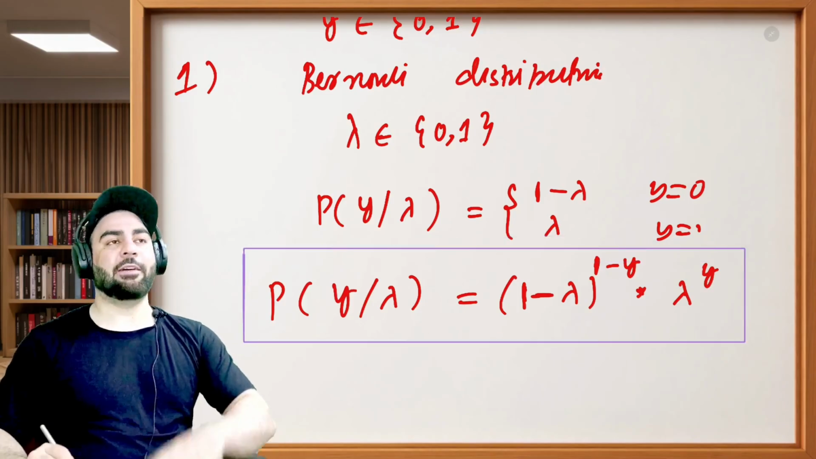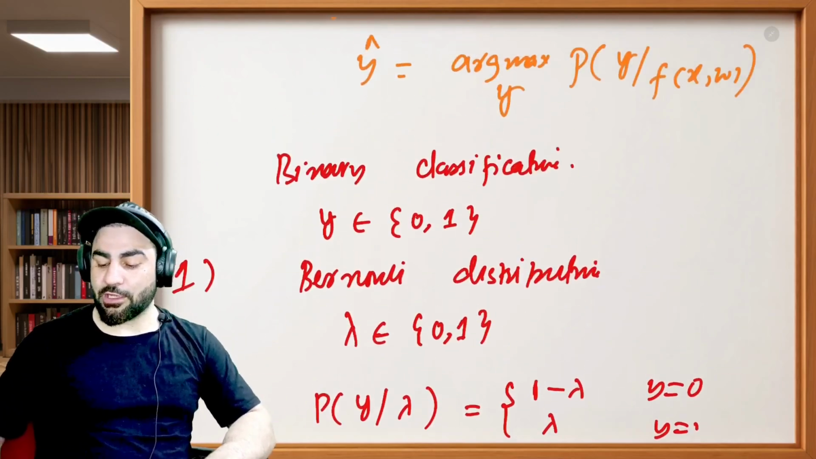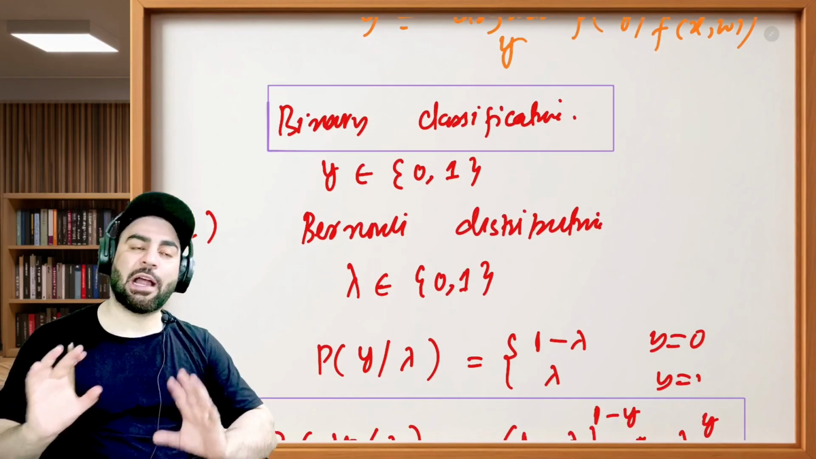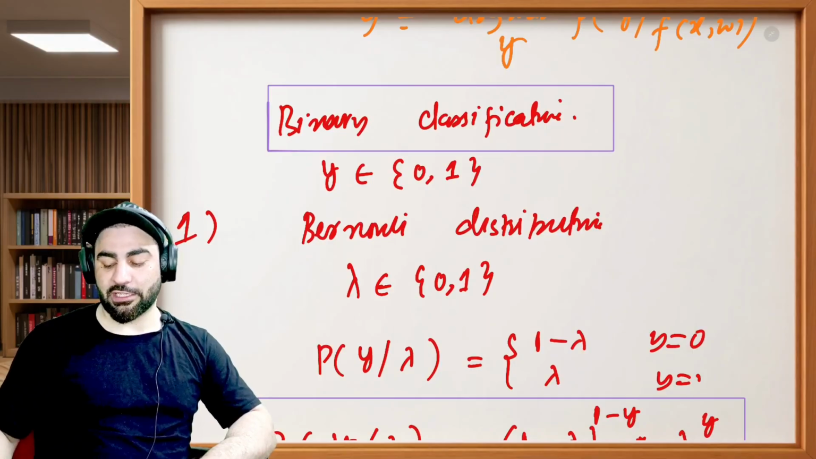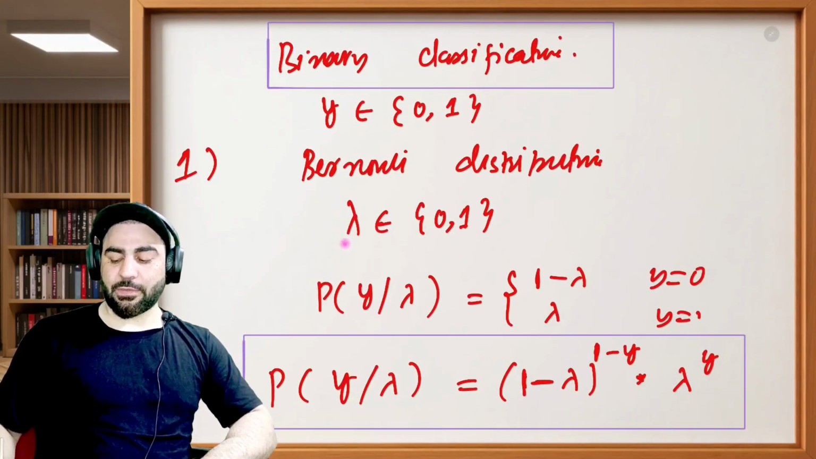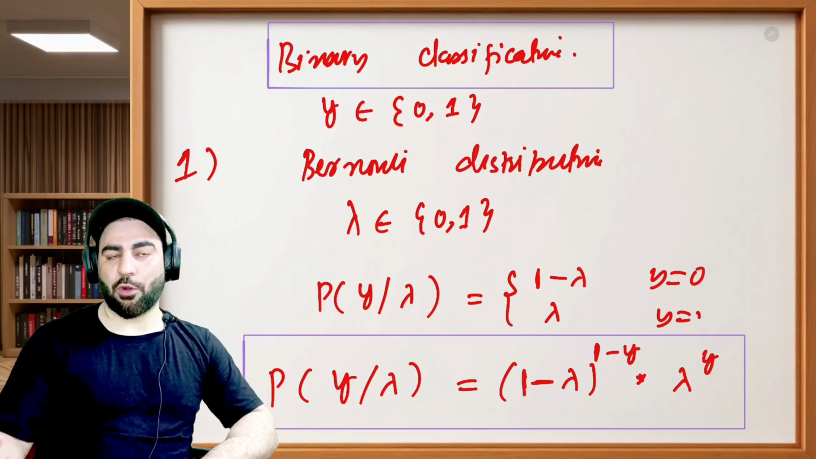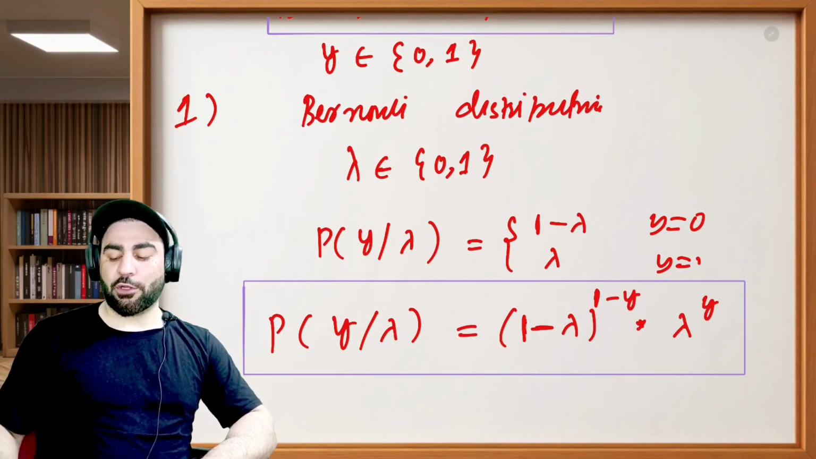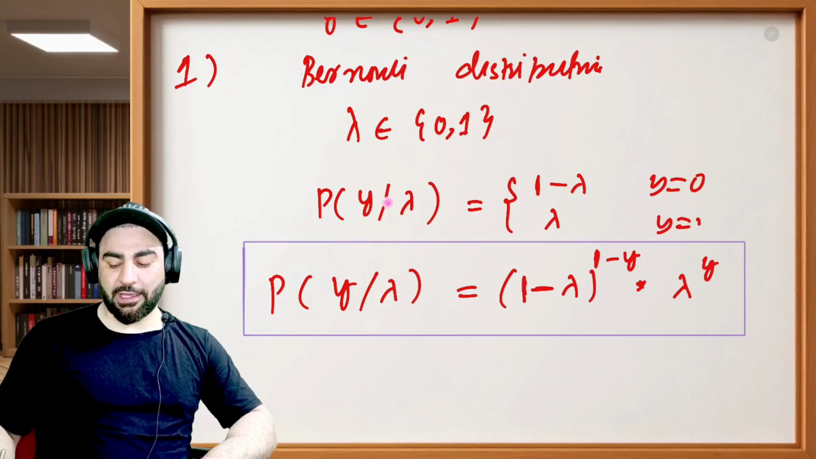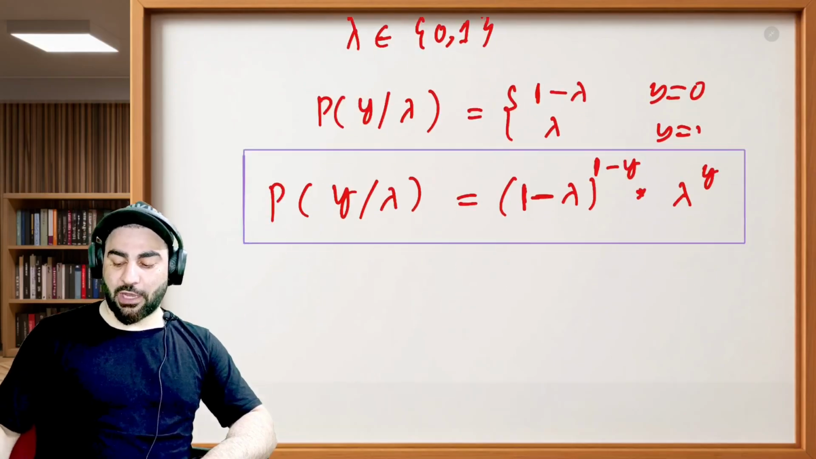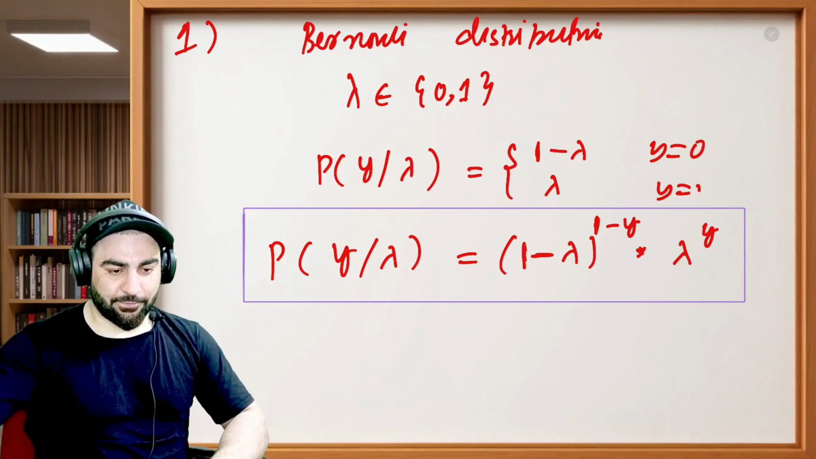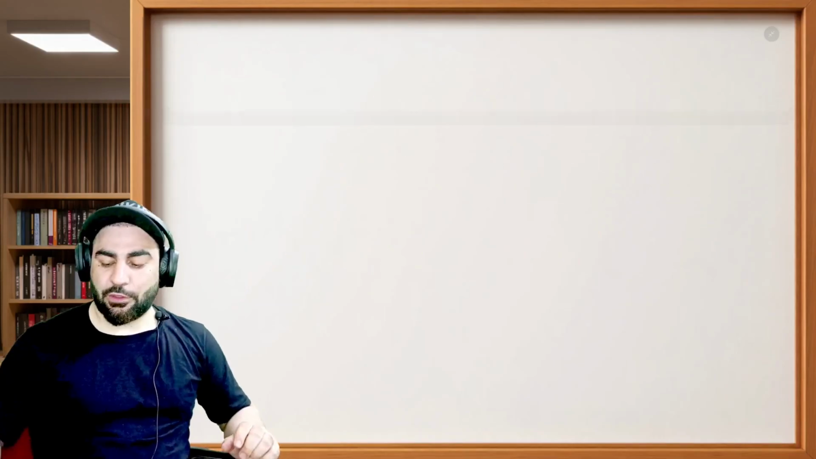So now I have selected the distribution. The problem was binary classification, and once selected, I had to choose a distribution. I chose the Bernoulli distribution. This lambda is the probability of success, because you can have success or failure, and the parameter over here is the probability of success. So probability of y given lambda is defined like this, and I can write the probability mass function like this. Any doubts till here?